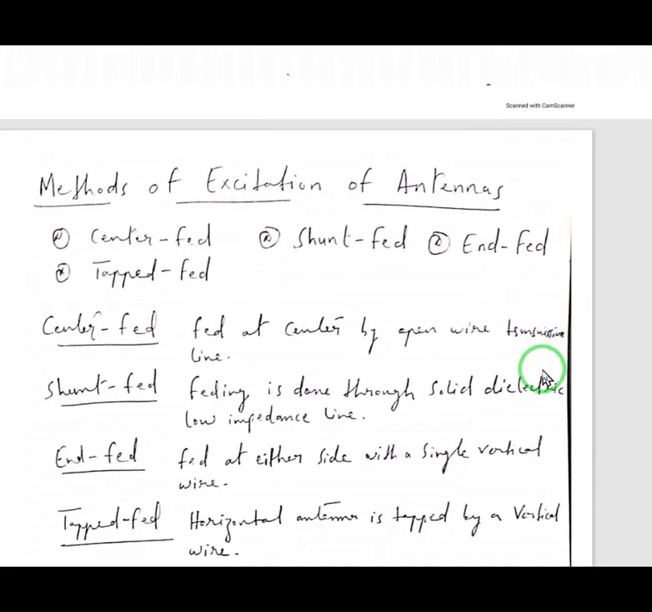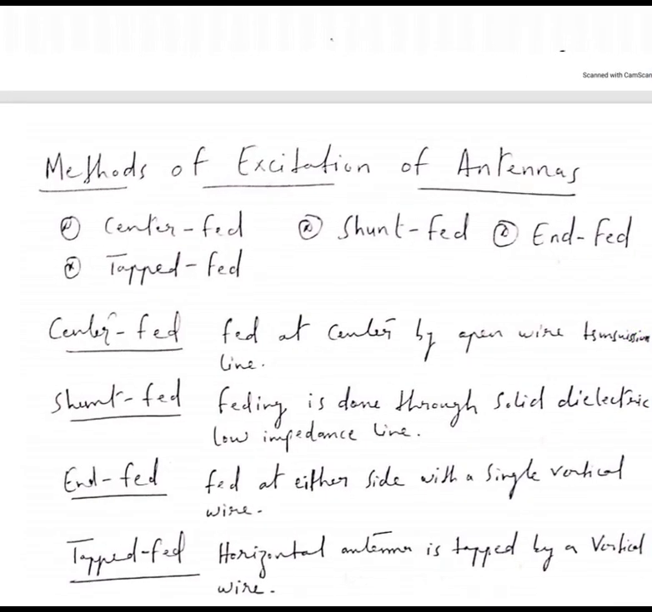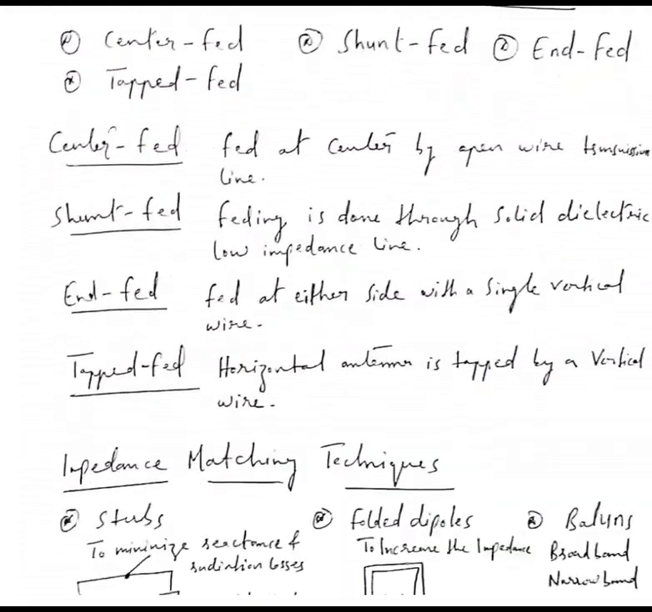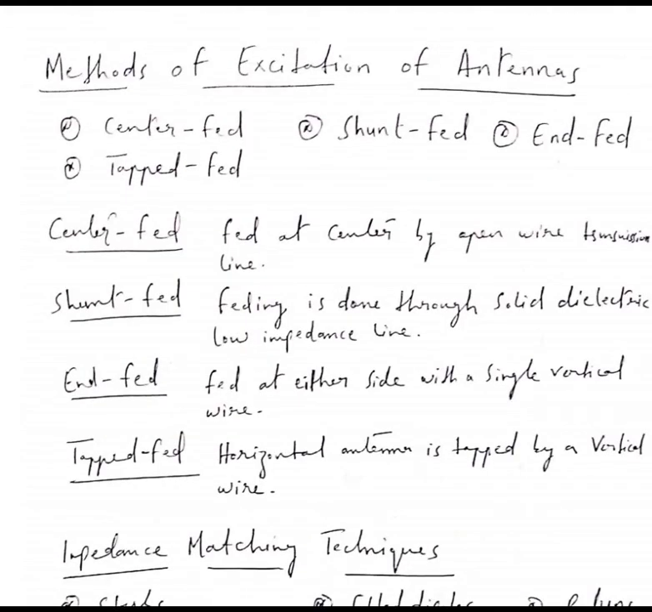Now next is the method of excitation of antennas. Basically, here we will discuss how the antenna sources can be provided in order to start the working of the antenna, or we call it excitation of the antenna. We have four methods: center feed, shunt feed, end feed, and tap feed.